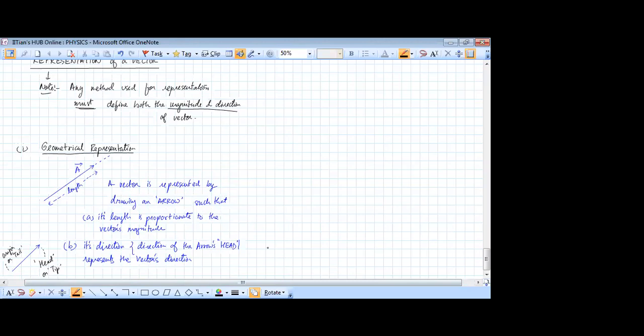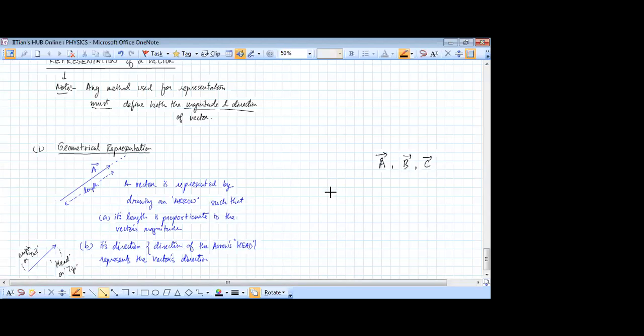Yes, that is correct. The arrow that we put on top of the symbol, this arrow has nothing to do with the direction. Now we can represent different vectors. For example, the vector A is represented by this one. The vector B is in some different direction, so its arrow will look like this. The vector C, suppose, is like this. The directions of the vectors and their lengths are representing the magnitudes.